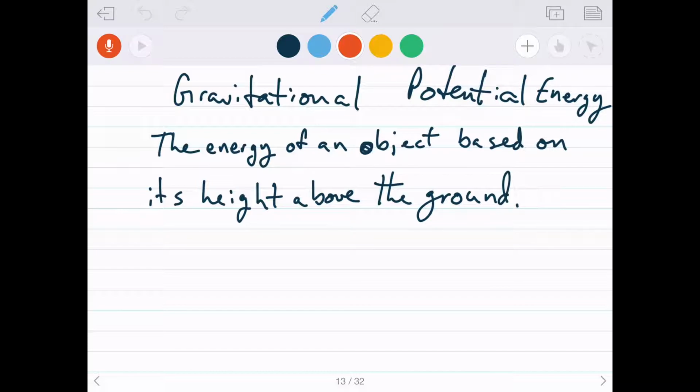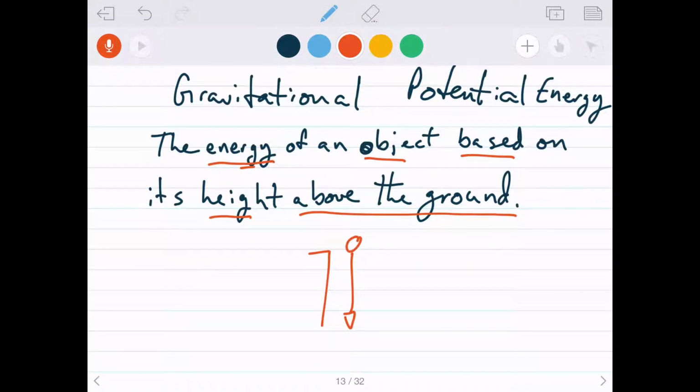But today we're going to focus on one in particular, gravitational potential energy. So this type of energy is the energy an object has based on its height above the ground. So let's take a look. If I hold an object above the ground, as soon as I let go, it's going to fall, right? So energy is the ability to create a force over a distance. Before I let it go, has it moved? Has there been a force? Not yet.